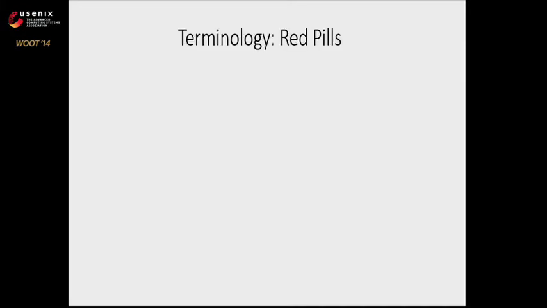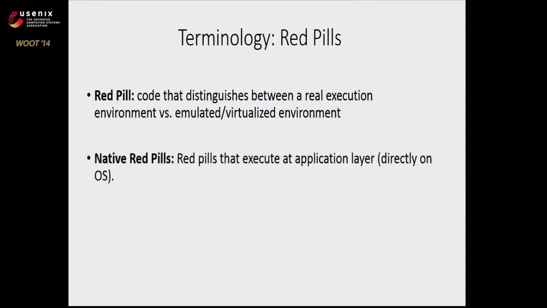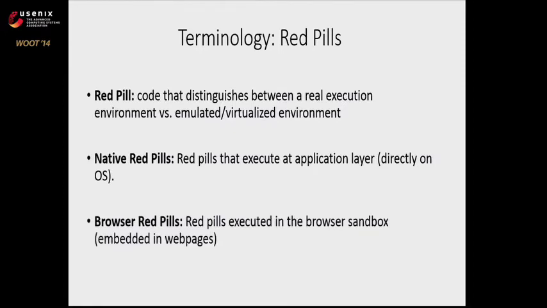And so some terminology, what are red pills? Well, red pills are pieces of code that can distinguish between a real execution environment and an emulated or virtualized environment. And I'm going to make a further distinction between native red pills, which are red pills that execute directly on the operating system. So you can think of these as red pills embedded in applications or executables that run directly on the OS. And browser red pills, which will be the focus of this talk, are red pills embedded in web pages, and they execute within the context of the browser sandbox.